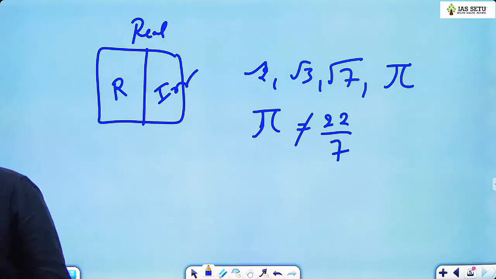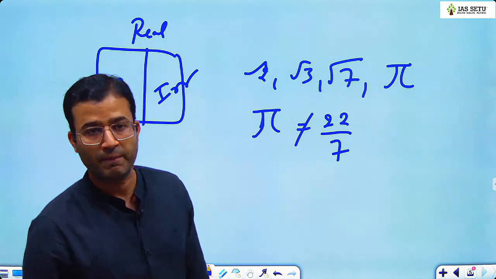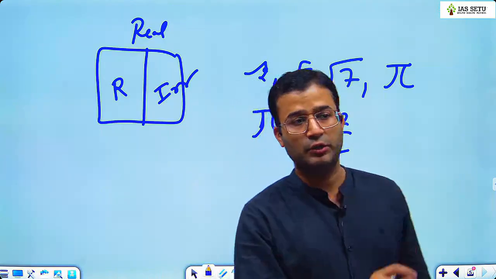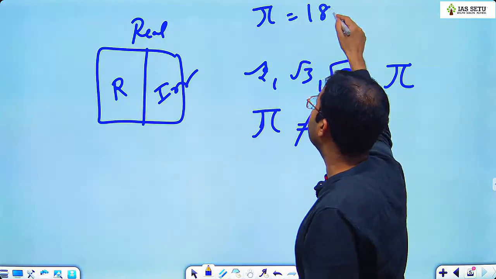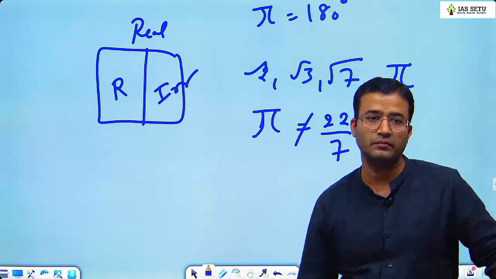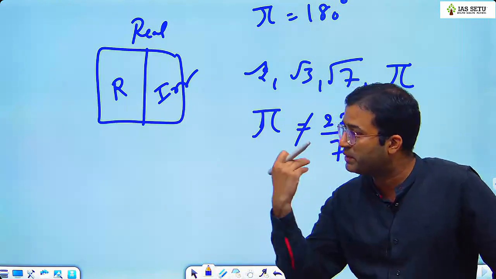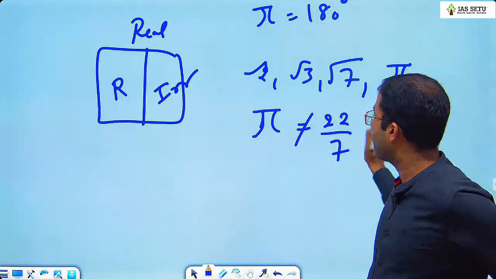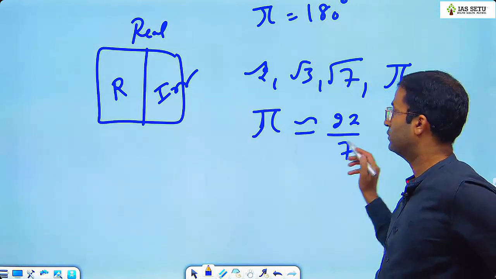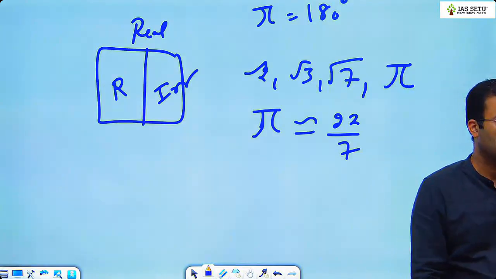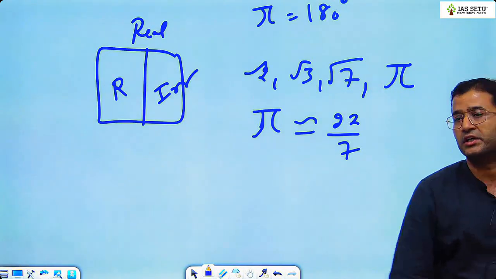Even the decimal you have heard, 3.14, is not an exact value. I tell you what is exact value of pi. Exact value of pi is 180 degree. Pi is not an integer representation. Pi integer representation है ही नहीं. It is actually an approximate value of pi. It is not the exact value of pi. Exact value of pi is 180 degree.